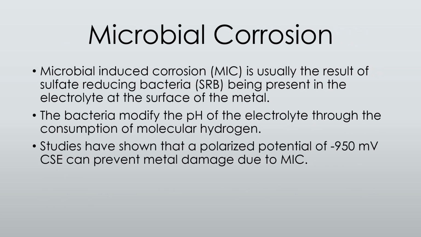Microbial corrosion, or MIC, is usually the result of sulfate-reducing bacteria, SRB, being present in the electrolyte at the surface of the metal. The bacteria modify the pH of the electrolyte through consumption of molecular hydrogen. Studies have shown that a polarized potential of negative 950 millivolts CSE can prevent metal damage due to MIC. Usually negative 850 is the standard to prevent metal loss for steel.